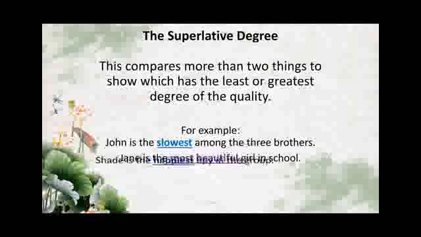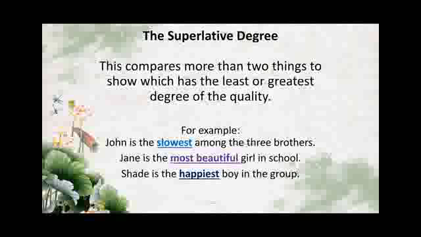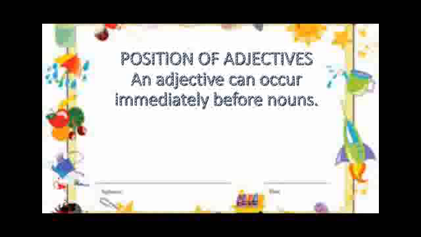Jane is the most beautiful. There are more than 2 girls in the school. So there are many girls in the school. So Jane, of course, is the most beautiful girl in the class. Sade is the happiest of all the boys in the group. So happiest is superlative comparison.